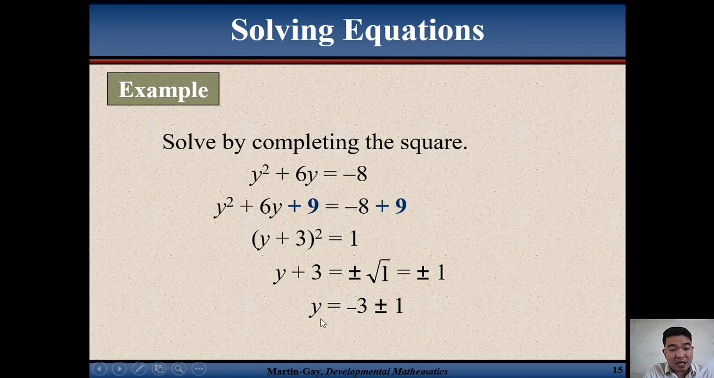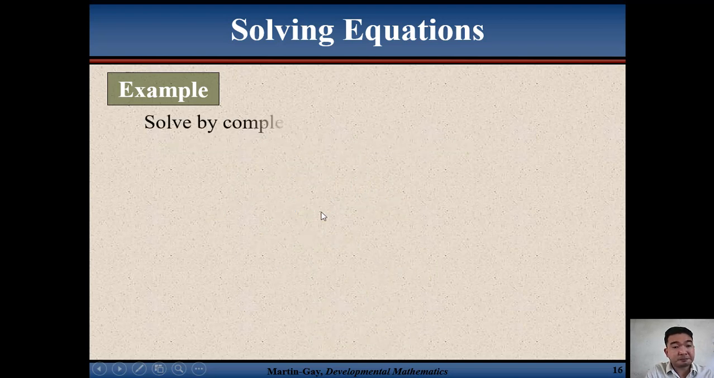So you will have y equals negative 3 plus or minus 1. Simplifying it further, y is equal to negative 3 plus 1, which is negative 2, and negative 3 minus 1, which is negative 4. And these are the values of y in the quadratic equation y squared plus 6y equals negative 8, by solving it through completing the square.